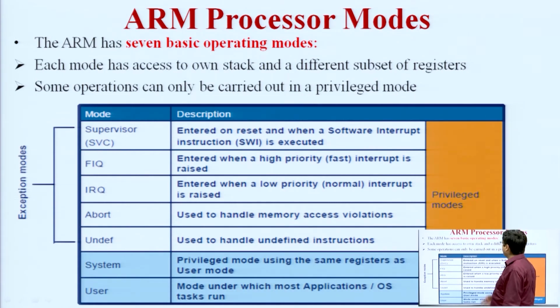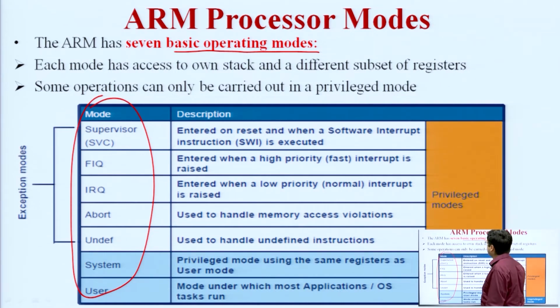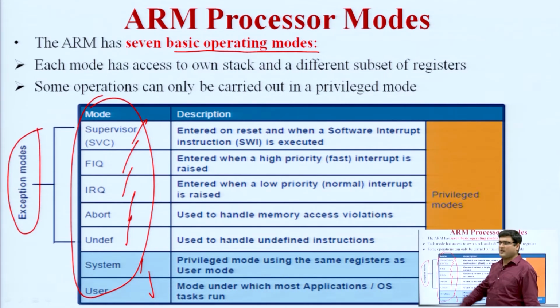So, these are the ARM processor modes. In the first slide we have seen that there are 7 basic operating modes. This column represents the different modes of operation of the ARM processor: supervisor mode, FIQ mode, IRQ mode, abort mode, undefined mode, system mode, and user mode. This white portion represents the exception modes. Exception means that these are based on the exception model. If any interrupt occurs, the exception model can be utilized.